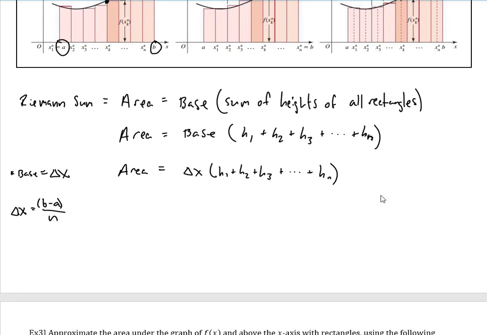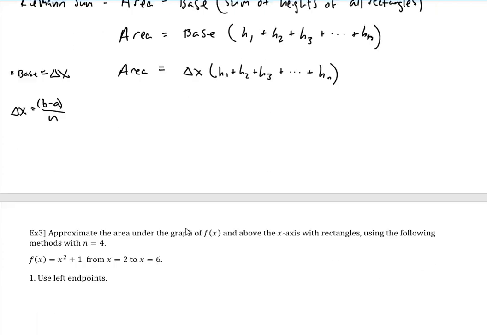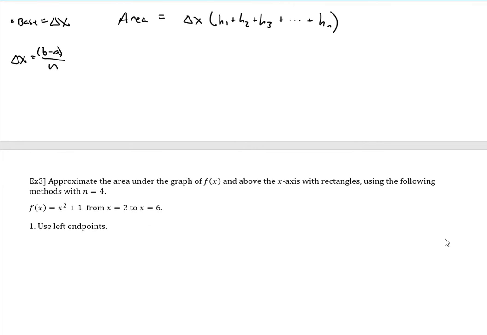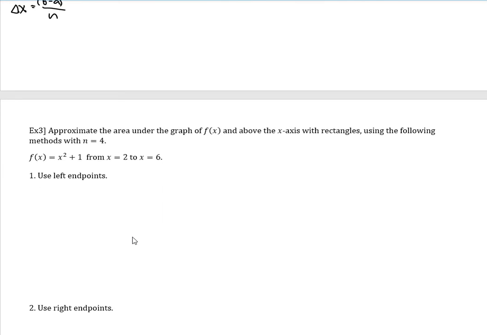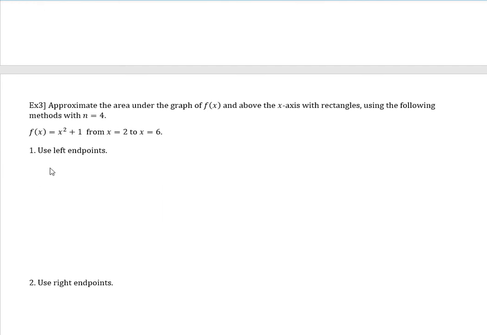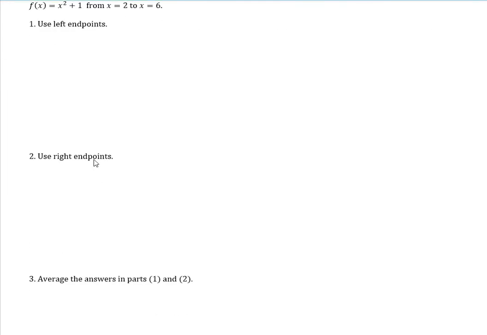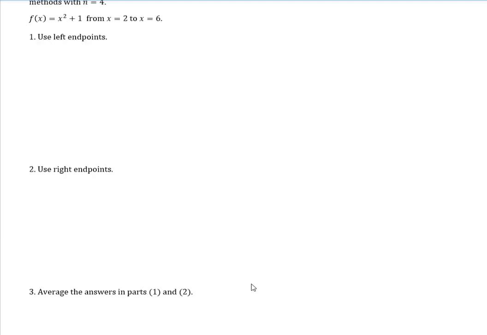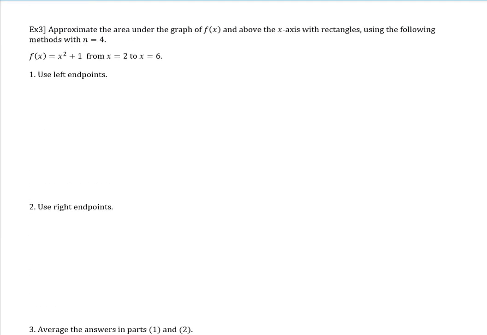Okay, so let's put this to practice. We're going to approximate the area under the graph of f of x and above the x-axis with rectangles using the following methods with n equals 4. So we've got f of x equals, here's our function, from x equals 2 to x equals 6, using the left endpoints, right endpoints. We'll average it, and then we'll also do the midpoints. Often these problems are usually kind of long.